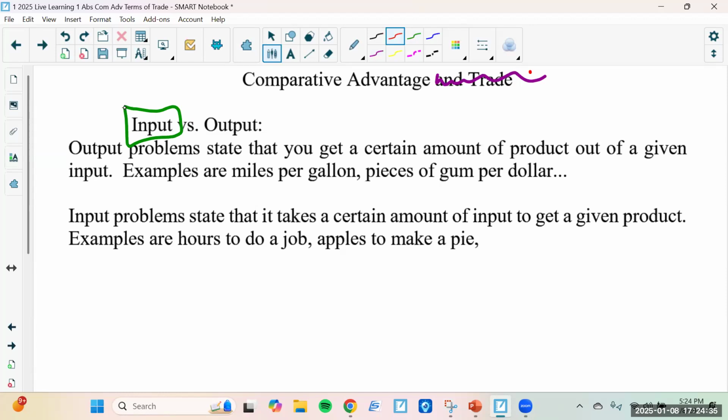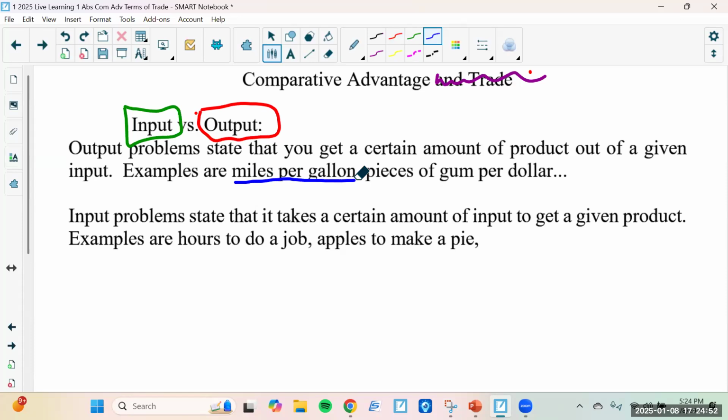An output is what you get out of what's produced or what's done. I say what's done or what's produced because these aren't all just businesses producing stuff. We're going to use other examples here. Okay, so let's go through one. For example, miles per gallon.